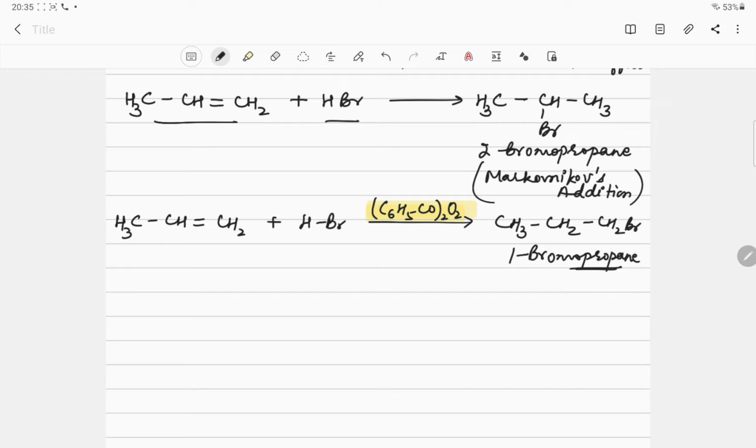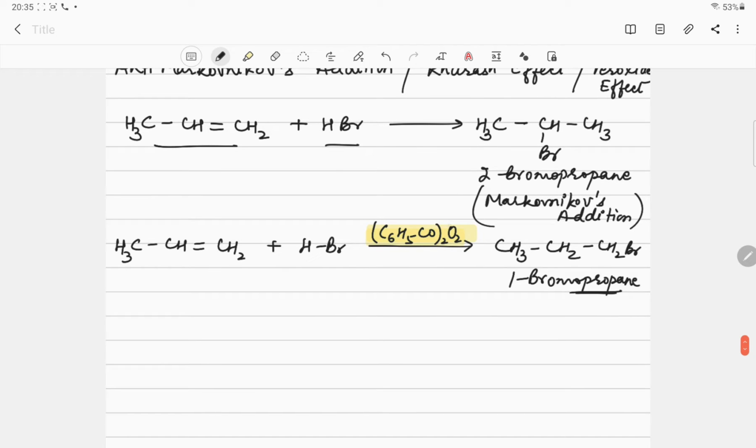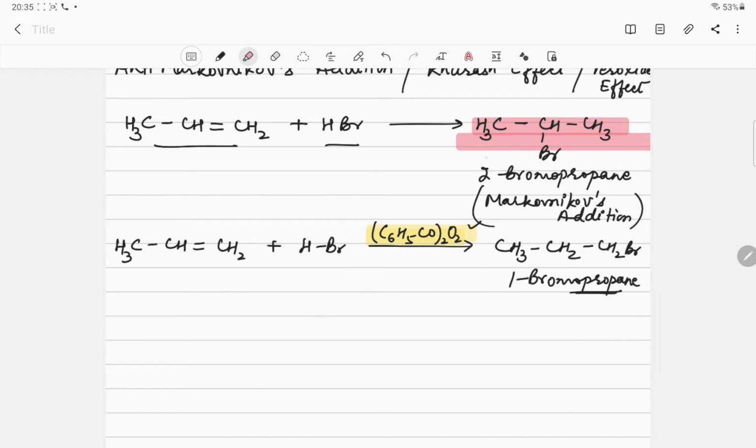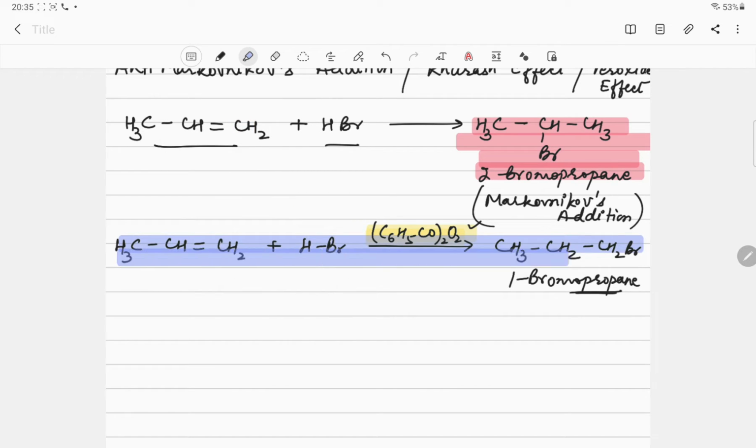So here we should observe that without the presence of peroxide, we were getting this as the major product. But the moment the peroxide is present, this is reversed. That is why this type of addition, this particular reaction, we name as anti-Markovnikov's addition. Why? Because the addition is taking place against Markovnikov's rule.